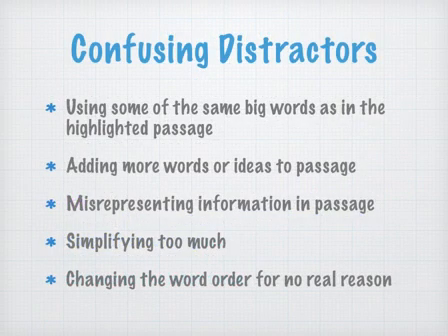In terms of confusing distractors, some of the pitfalls that you try to avoid are using some of the same big words as in the highlighted passage. Sometimes the answers will add more words or ideas to a passage. Other answers will misrepresent information in the passage. Some answers might simplify too much, and some answers might change the word order for no real reason.